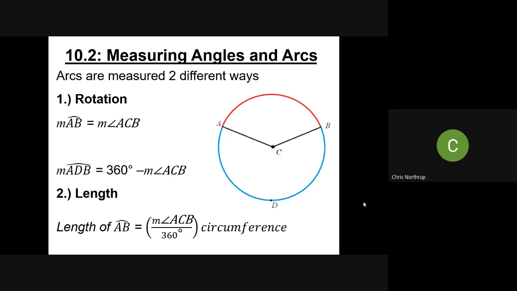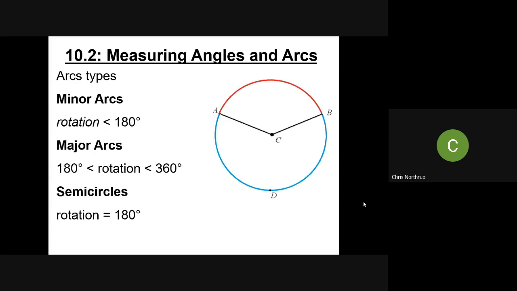The way that we're going to classify arcs is three different ways. We're going to look at minor, major, and semicircular arcs. So it all has to do with how much rotation they have. So that first arc, AB, that I mentioned with just 2 points, that red one, has a rotation that is less than 180 degrees. So we're going to call that a minor arc. We're always going to name minor arcs with just 2 points, those endpoints.